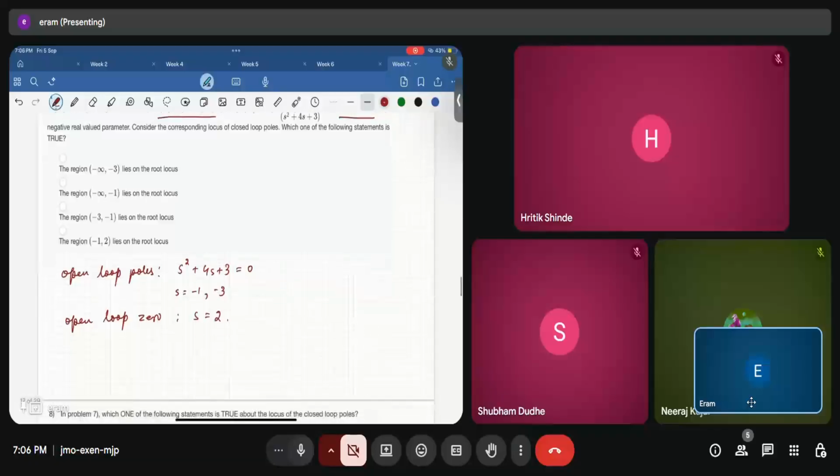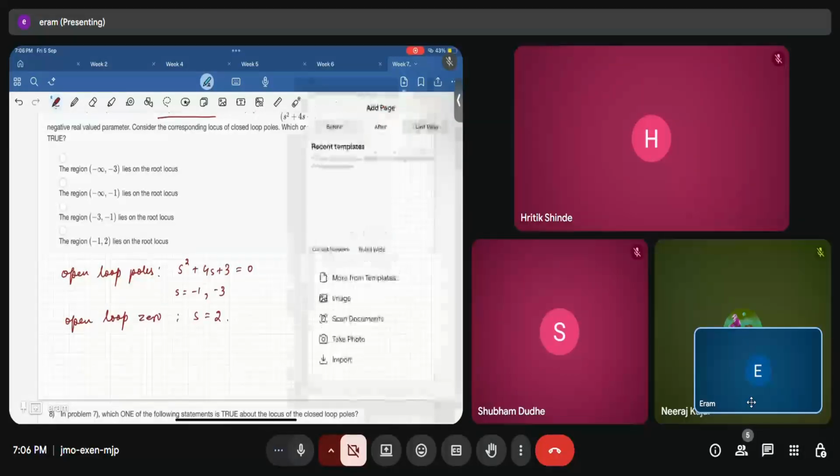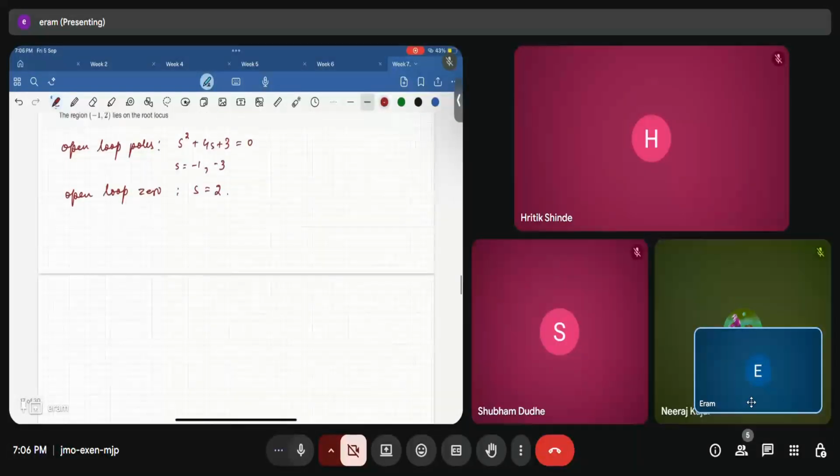Okay, now let's plot this on the s plane. So we have points at, the poles are at -1 and -3, and the zero is at s equals 2. This is the zero.